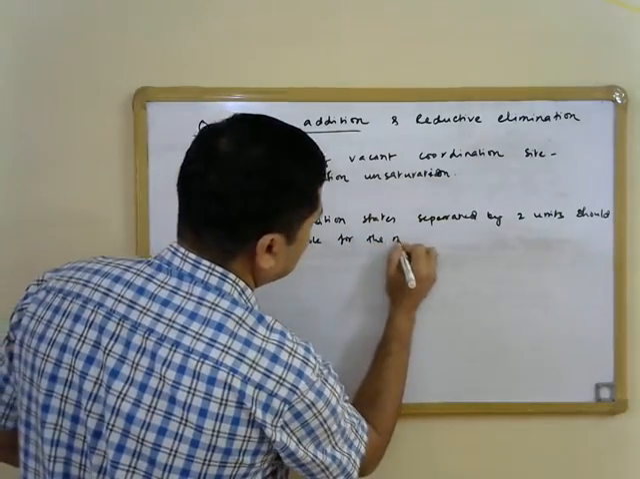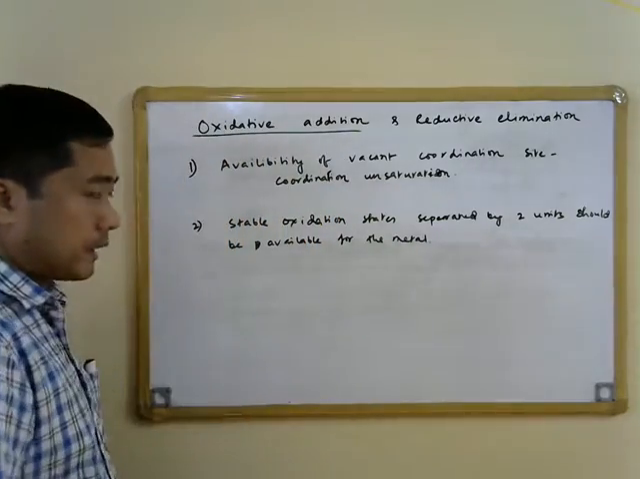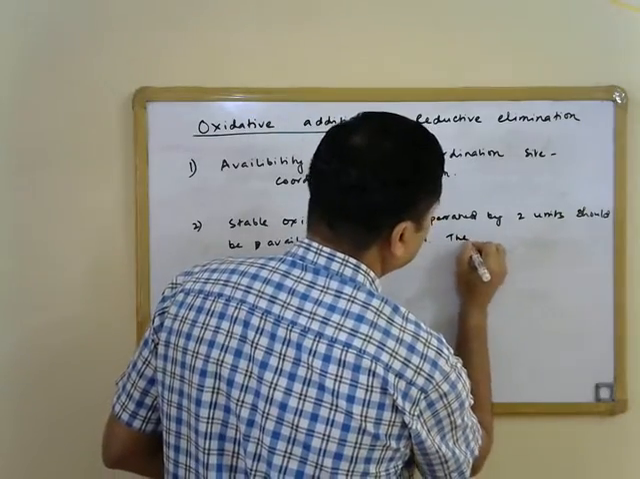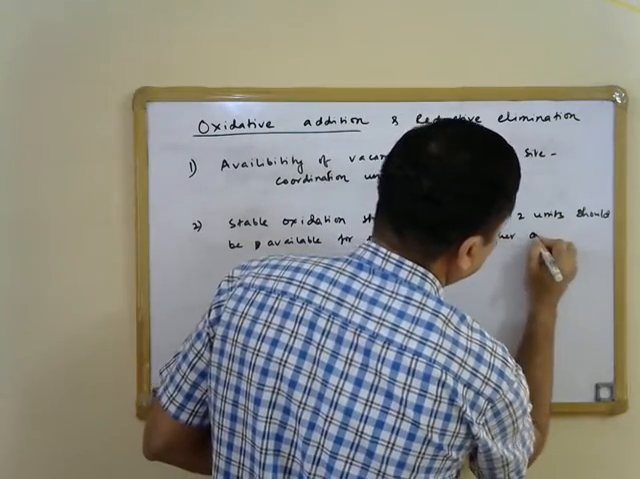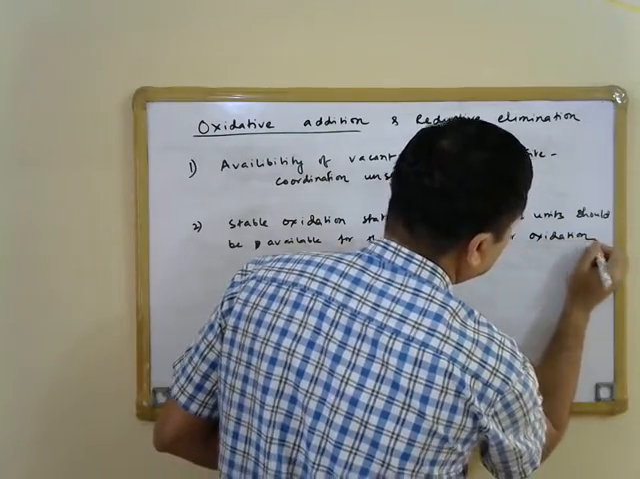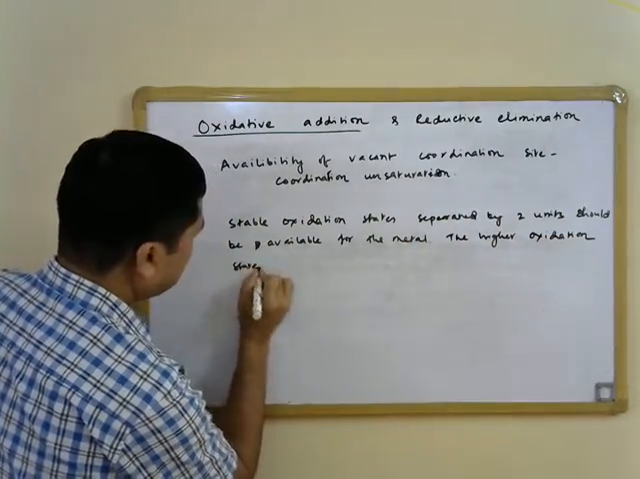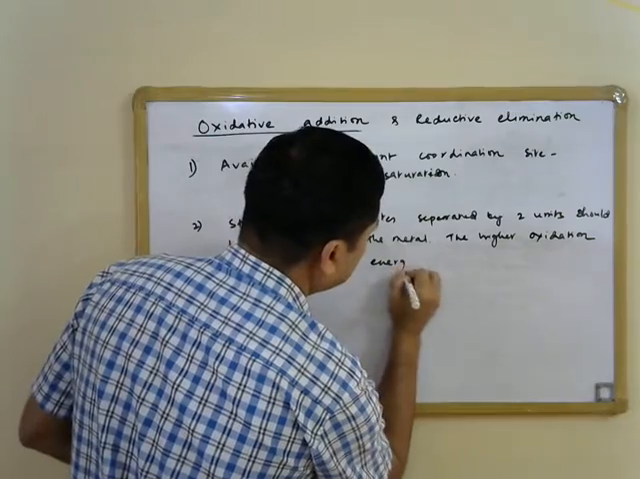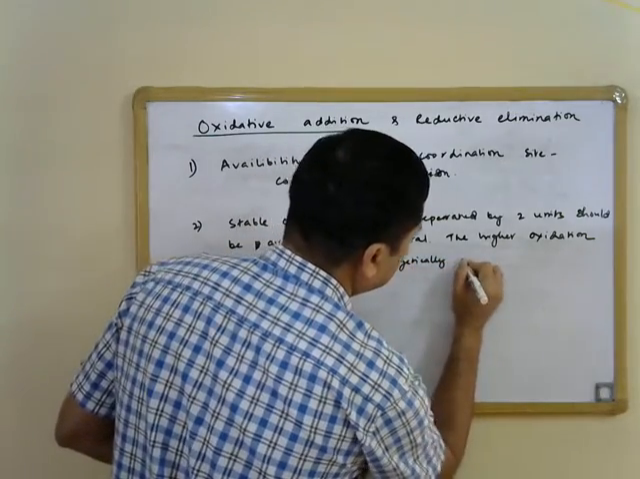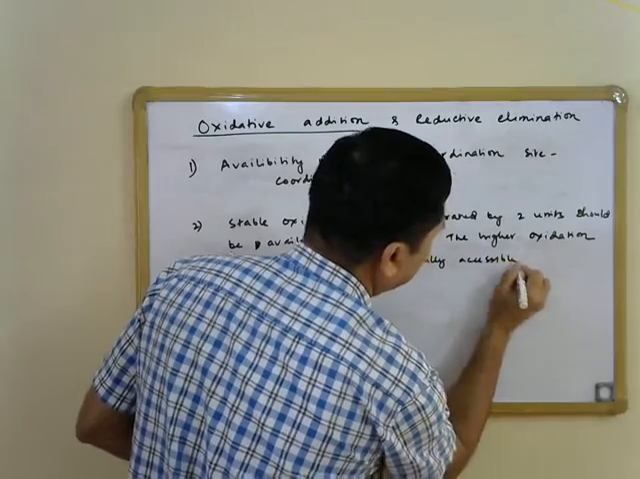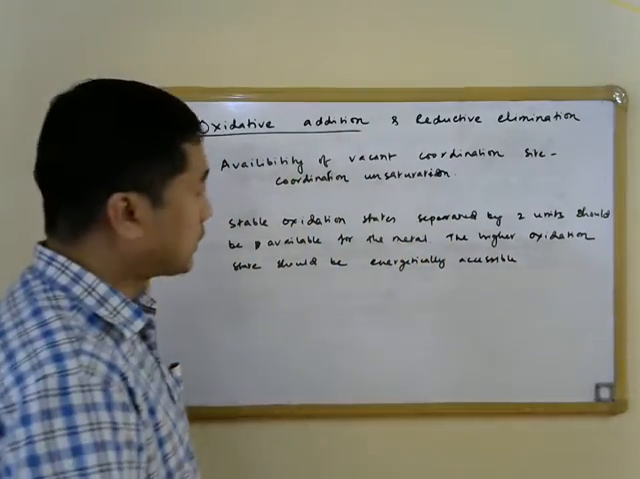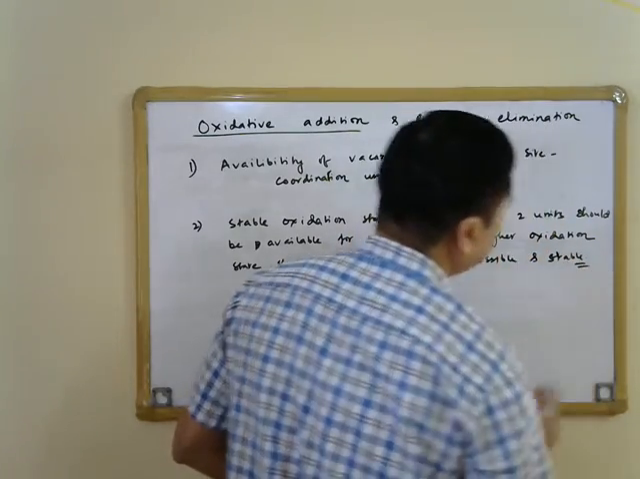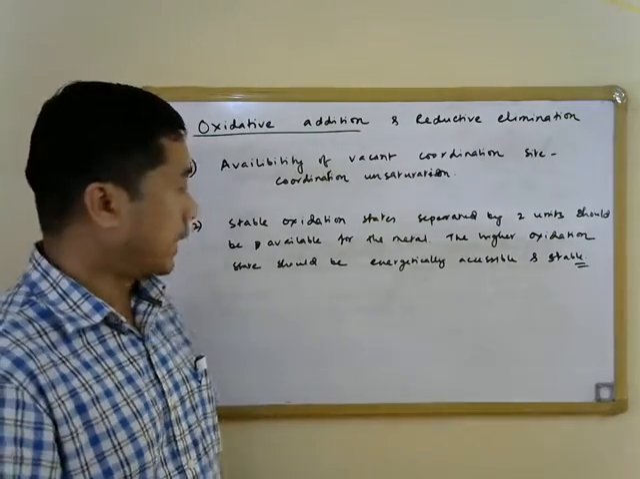Now apart from this condition, there is one more condition that should be fulfilled: the higher oxidation state should be energetically accessible, and only then can oxidative addition reaction take place, and it should be stable enough so that the complex can form in the higher oxidation state.